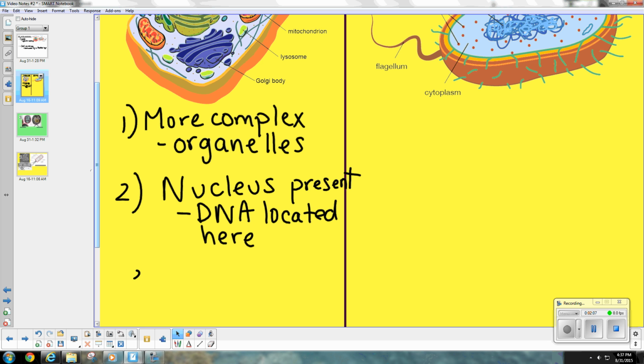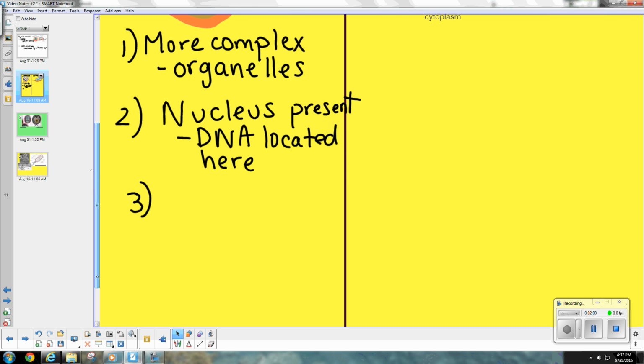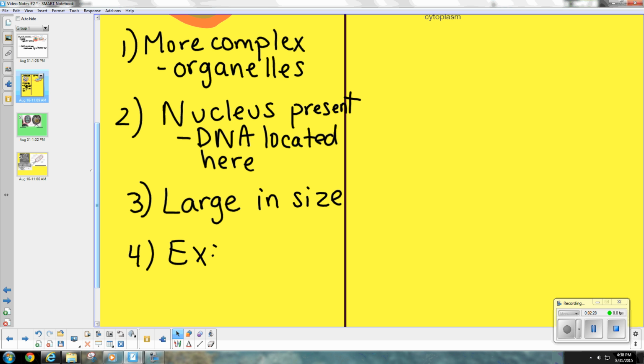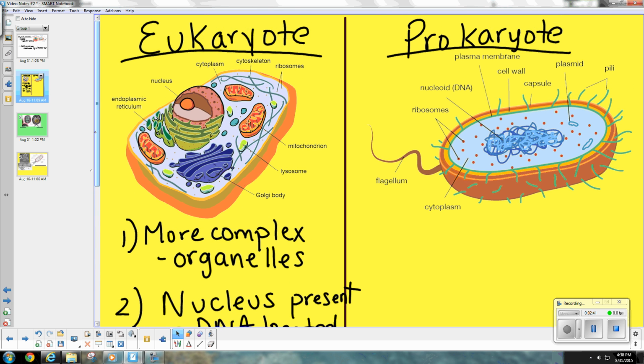Another characteristic of this type of cell is that they're going to be much larger in size. There are also going to be many types of these, so there's a large variety of these types of cells. A good example you could think of is animal cells. Or you could also think of protists, an example of which is kelp. So that's eukaryotes. You can see in this diagram that there's a nucleus and we have lots of detail going on.